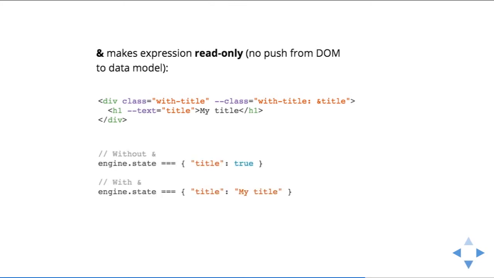So without this ampersand, the engine state after initializing will be title true. And this is when you come back to the slide where I said that things are set only when they're undefined. And this is very important. So when the engine goes to the second marker, the title will not be changed because it is set already. And for that is the ampersand prefix. Because with it, the class marker and the expression itself will just read this, not write to it.